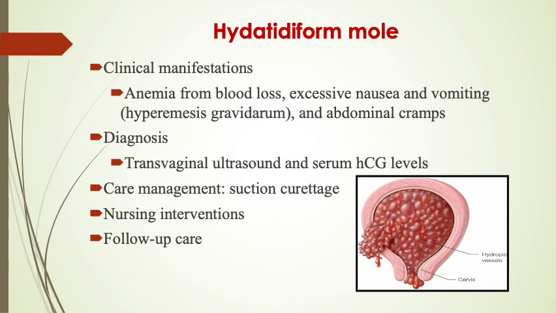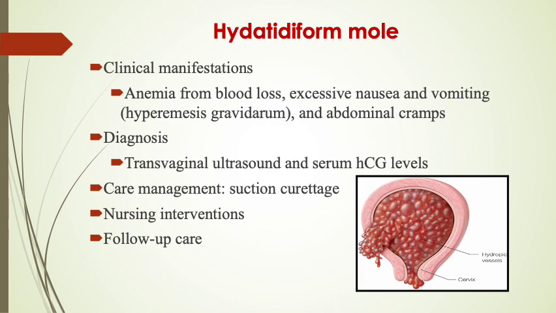Abdominal pain or abdominal cramps is also another clinical manifestation of molar pregnancy. In terms of diagnosis, transvaginal ultrasound and serum HCG levels are used. And the care management of this molar pregnancy is with the performance of suction curettage. So suction curettage is used in order to evacuate or to suction out those grape-like clusters in the uterus.